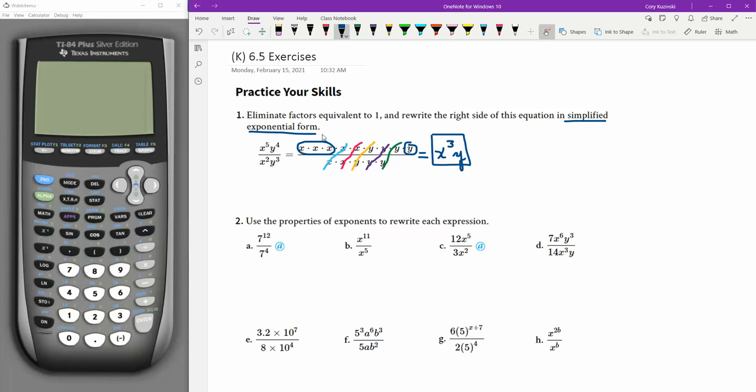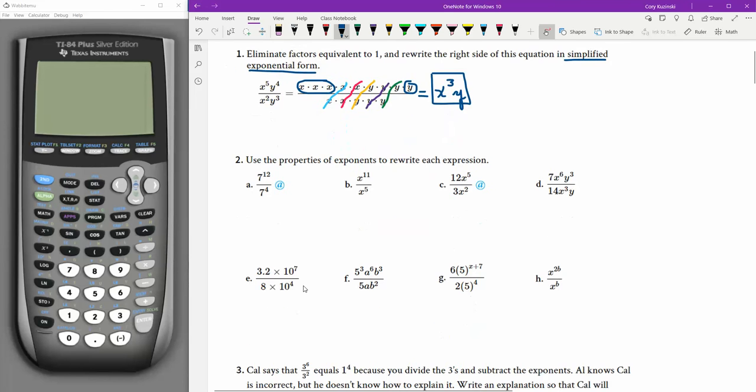Also, obviously, rewriting it like this, we know the division property of exponents states that when you're dividing numbers of the same base, x and x, you subtract their exponents. 5 minus 2 is 3. When you're dividing numbers of the same base, y and y, we subtract their exponents. 4 minus 3 is 1, right there.